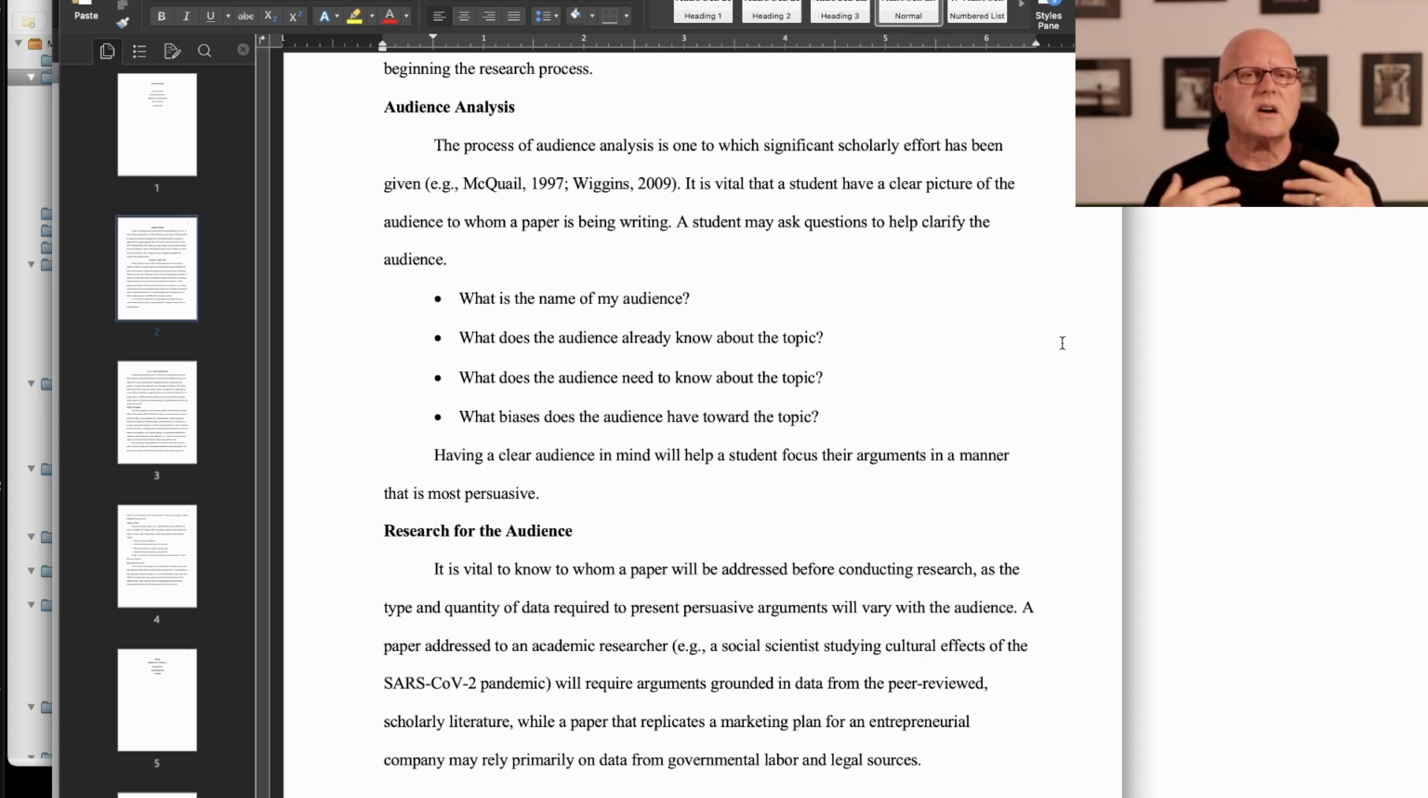So when attempting to persuade someone, if we expect that someone or that audience already has a bias against our thesis, then we have to prepare our arguments in a manner that clearly shows the logic of the alternative position that we are presenting in our papers.